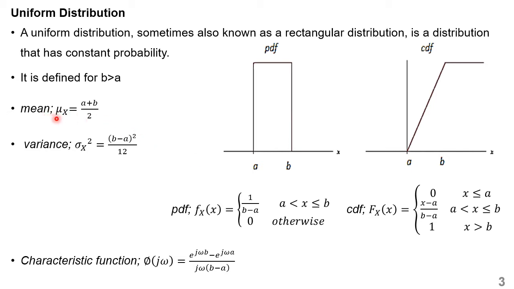Let us try to find out the mean, mu x, that we get as a plus b by 2. The PDF is already defined here. The PDF is given as fx of x is equal to 1 by b minus a for x between a and b. And by integrating the PDF, we will get the CDF. When you integrate this with respect to x, we get x minus a divided by b minus a for the range.